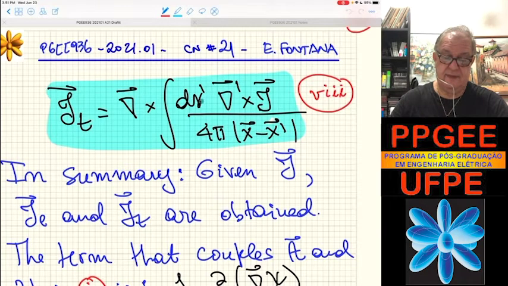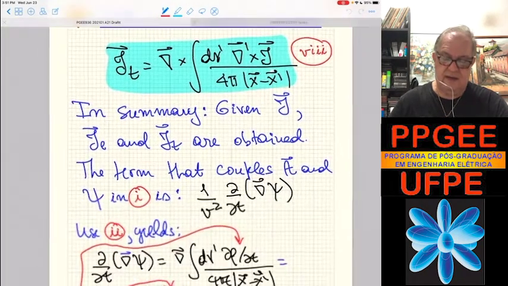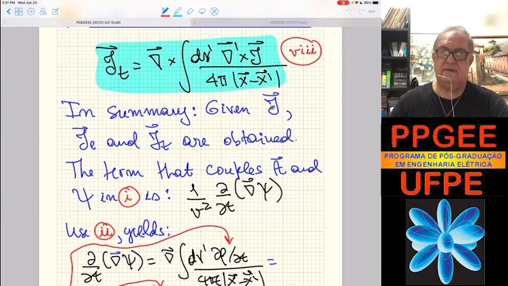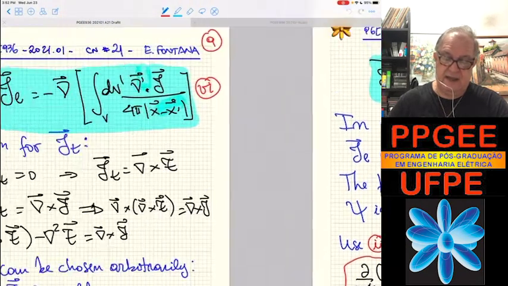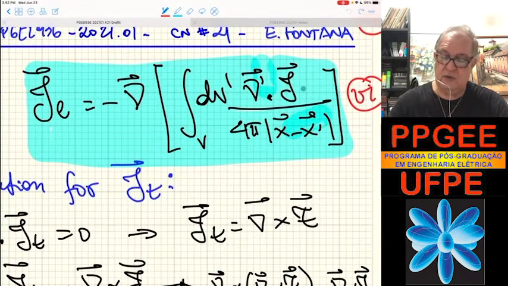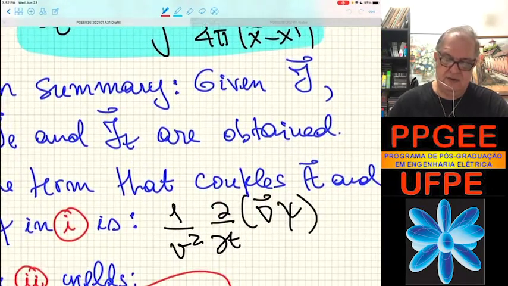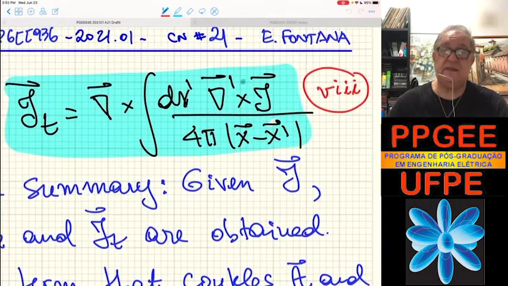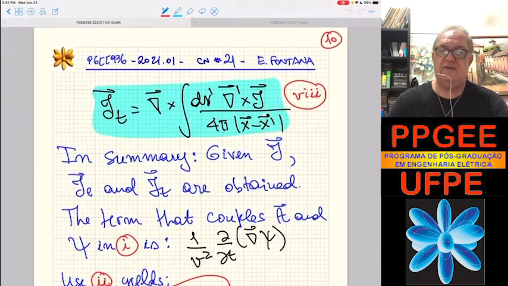Okay? So in summary, given J, JL and JT are obtained. JL I just showed you. JL is given by this expression here. I know J, I know how to calculate this integral. And I know JT because, in principle, I can calculate this, since J is given. So I have those two.